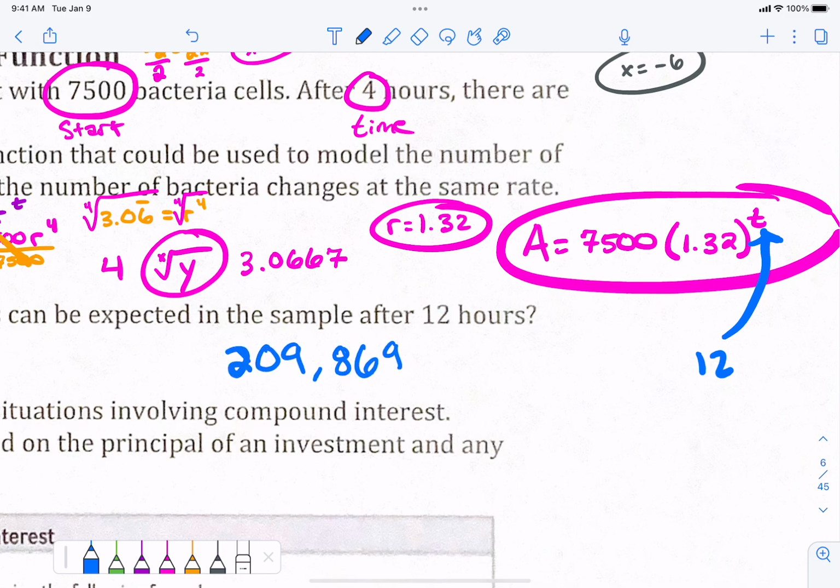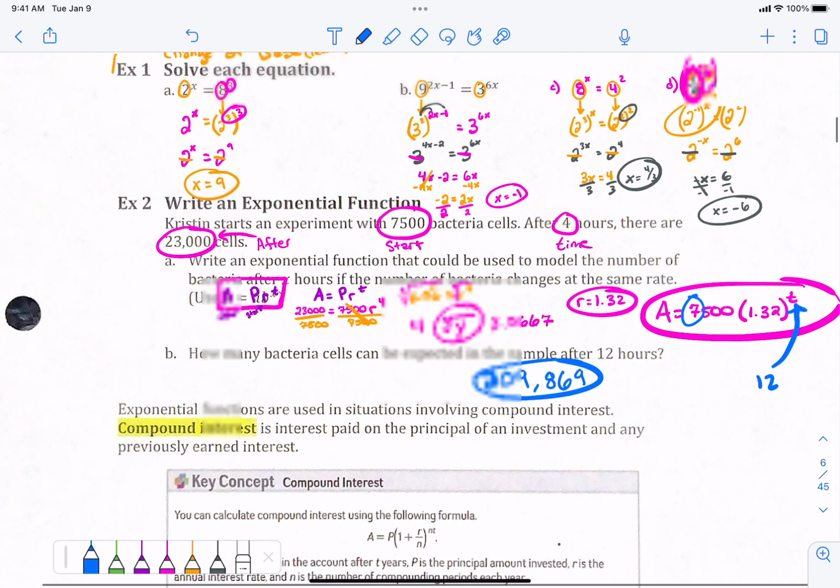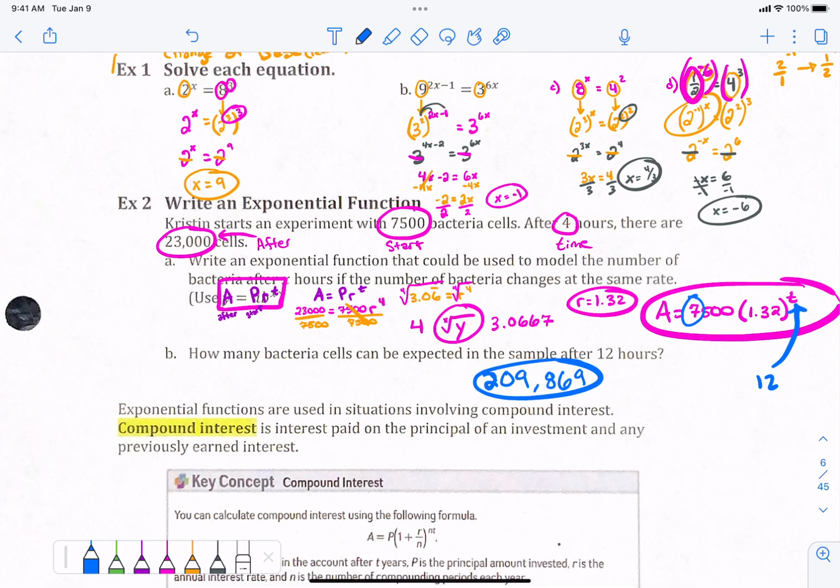209,869. So we started with 7,000. And in 12 hours, that's half of a day, folks, it turned into 209,000 bacteria. Almost 210,000 bacteria. Holy crap, that's a lot. That's a lot of bacteria multiplying.